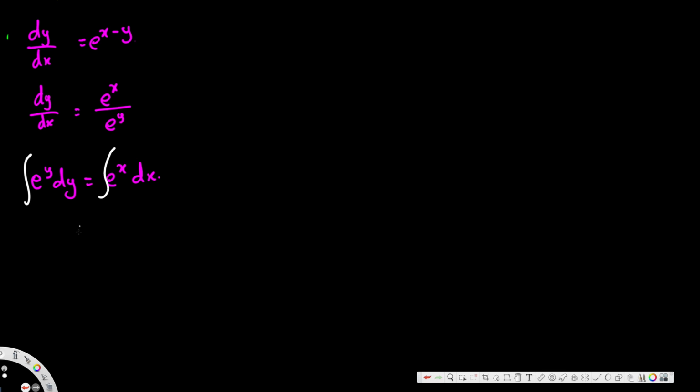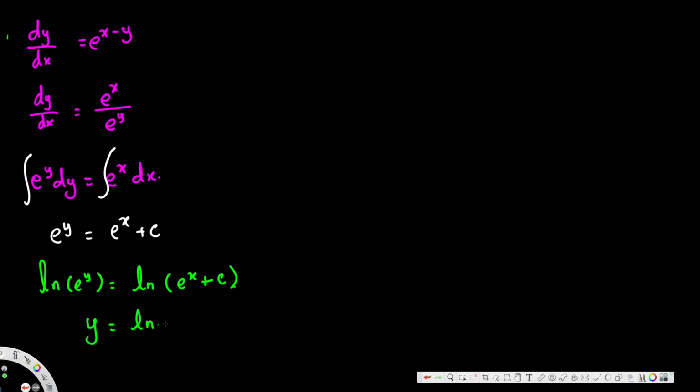The integration of e to the power y is going to be just e to the power y. The integration of e to the power x is going to be e to the power x plus a constant. Each side has to have a constant, but we just combine them together and write it as another constant. Now finally we have to express our answer in terms of y, so we take ln on both sides. ln of e to the power y is equal to ln of e to the power x plus a constant. Now ln and e cancel each other, so y is equal to ln of e to the power x plus a constant, and that's our final answer.